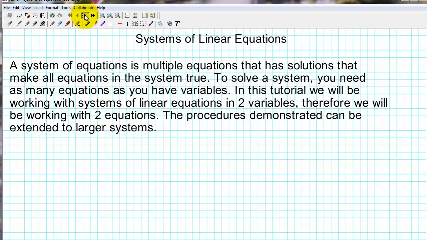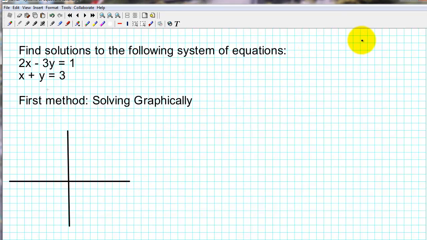We're going to talk about several different ways of solving systems of equations, and we're first going to talk about solving them graphically so that we can understand what it is that we are looking for. So I have a system of two equations here, and since they're both in standard form, let's use our hide and seek method for graphing.